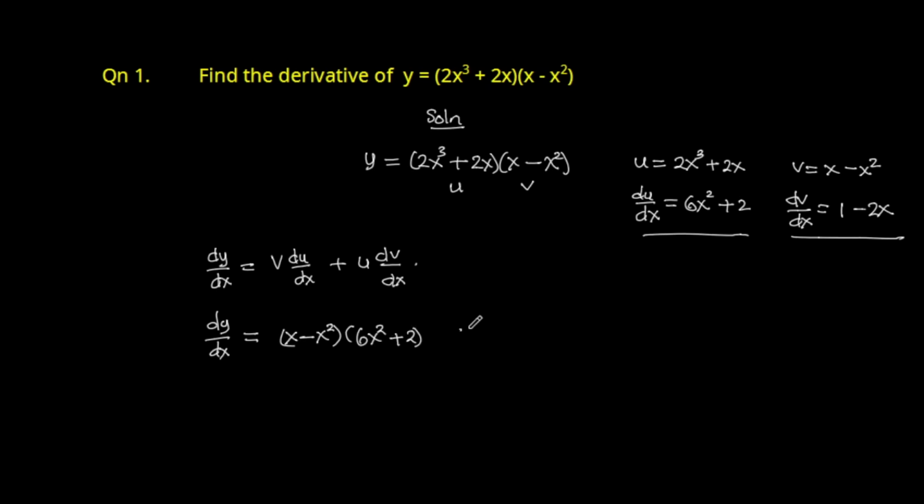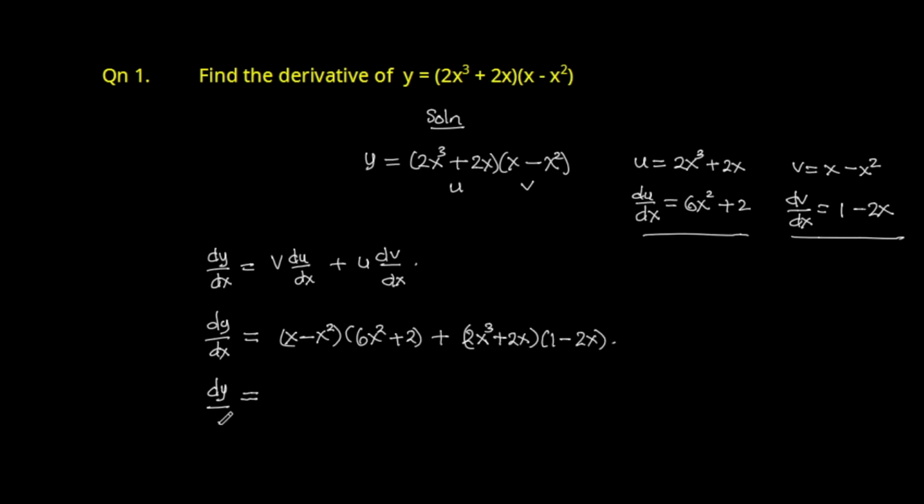And then we move to this addition sign and we have u, and our u is 2x cubed plus 2x. Again we are going to multiply by dv by dx, and our dv by dx is that quantity, 1 minus 2x. So let us expand this expression.